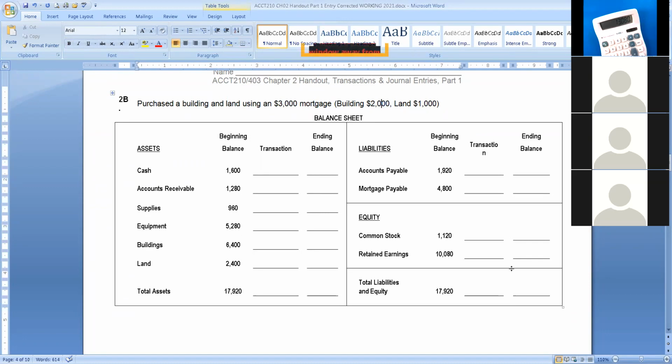Okay, what are we going to do with this one? There's a building and land using a $3,000 mortgage. The building has a value of 2,000, and the land has a value of 1,000. So building 2,000, land 1,000. First thing we're going to do is add 3,000 to mortgage payable. Yep. Okay, so mortgage payable, 3,000 more.